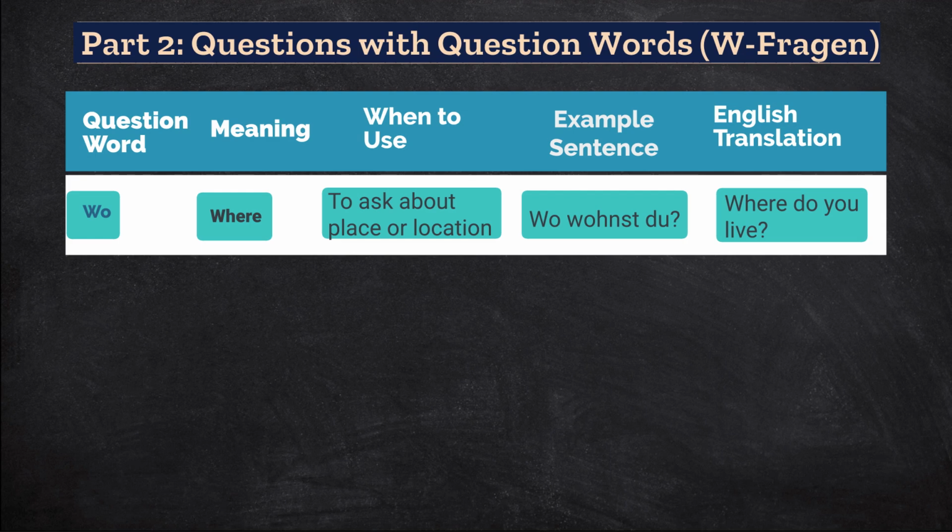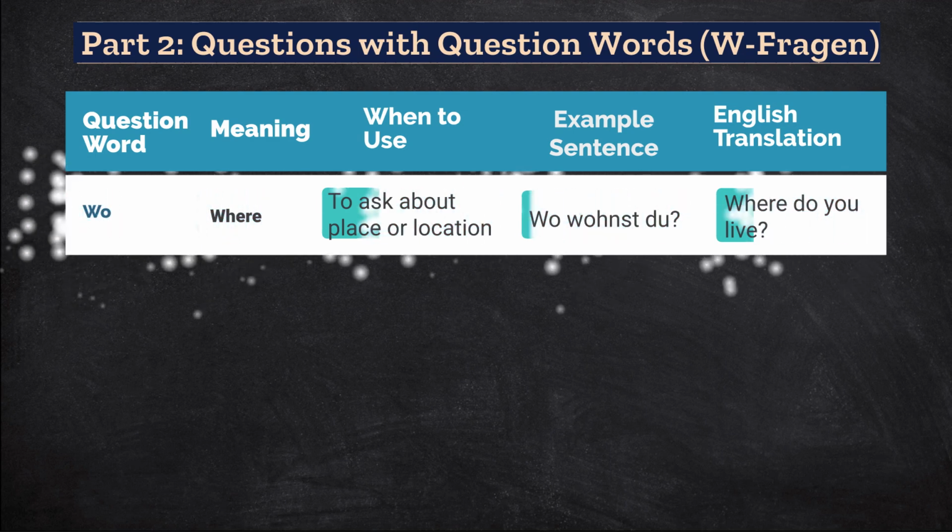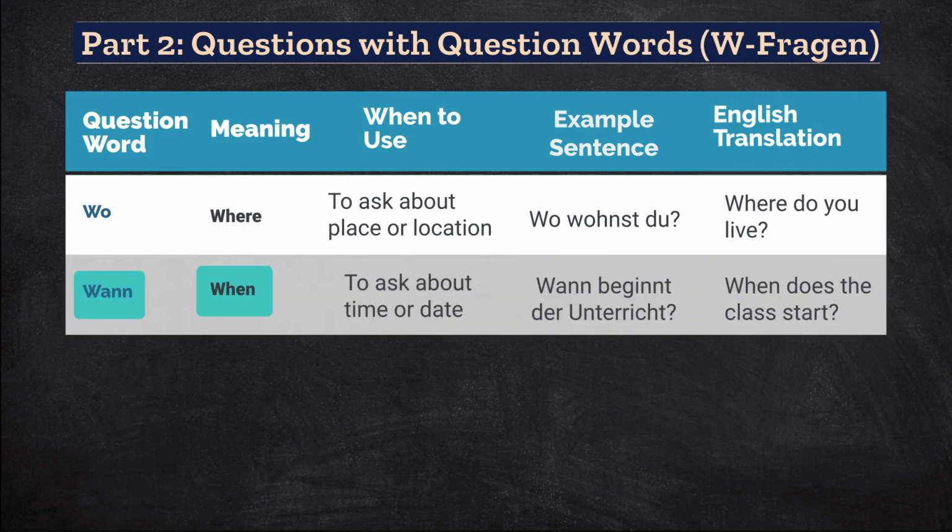You ask this question to find out the place someone leaves. Wann? Means when. Use it to ask about time or dates. For example, Wann beginnt der Unterricht? means when does the class start? This question is used to ask when something happens.